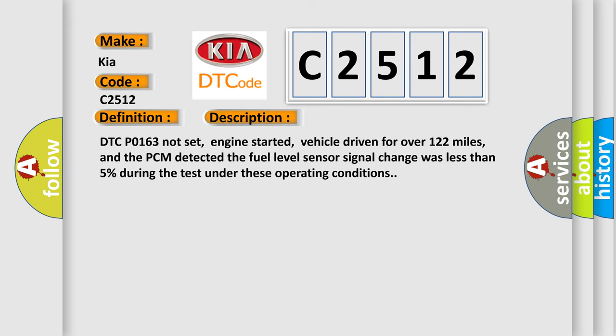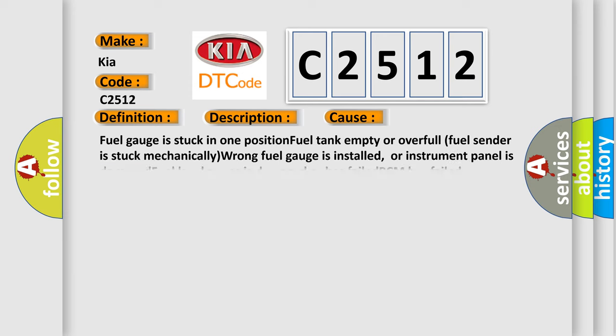DTC P0163 not set, engine started, vehicle driven for over 122 miles, and the PCM detected the fuel level sensor signal change was less than 5% during the test under these operating conditions. This diagnostic error occurs most often in these cases: fuel gauge is stuck in one position, fuel tank empty or overfull, fuel sender is stuck mechanically, wrong fuel gauge is installed or instrument panel is damaged, fuel level gauge is damaged or has failed, PCM has failed.